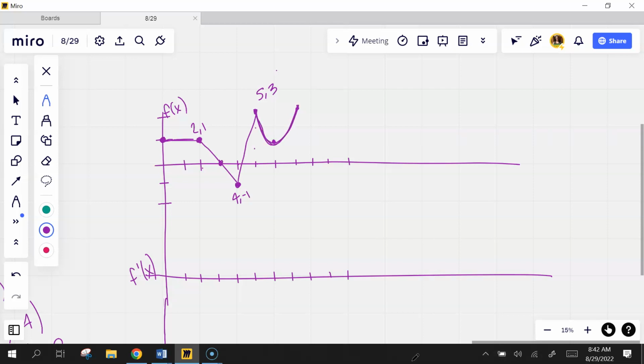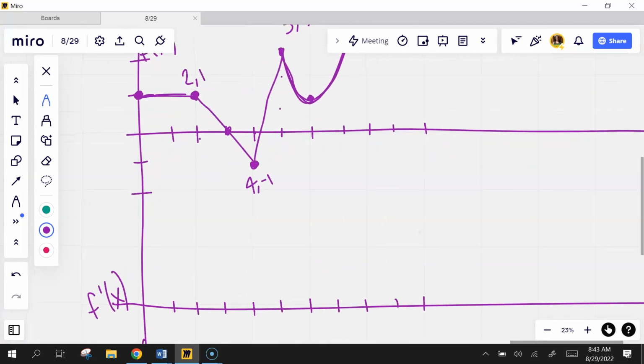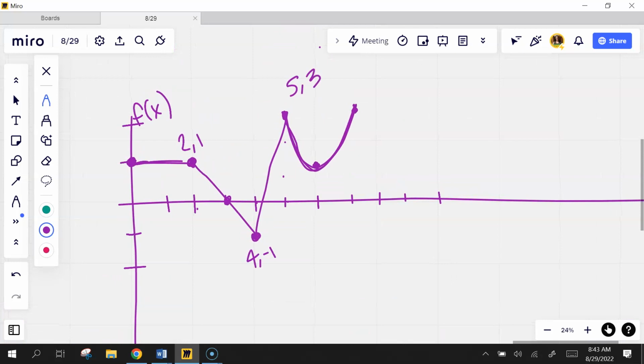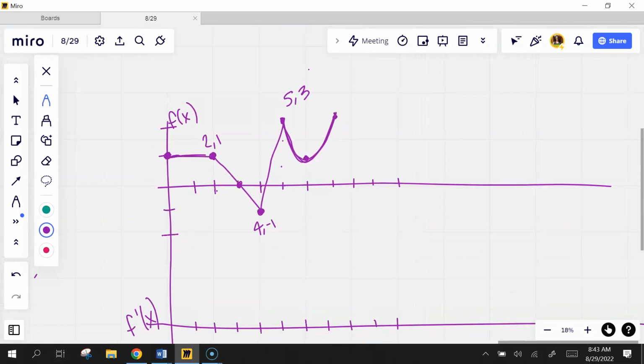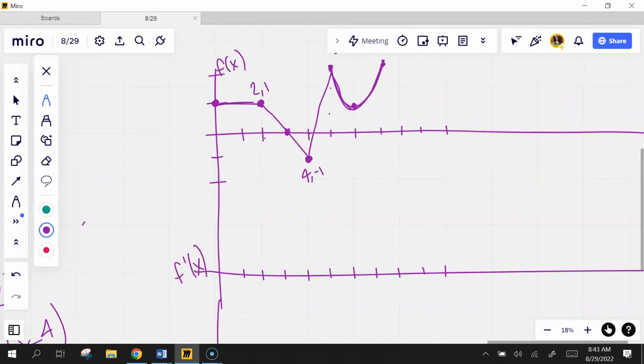This is a piece of a parabola. Okay. If I graph the derivative, remember what a derivative is. It's what? Slope. Slope of the tan line, right? So let's take these section by section, piece by piece, and let's look at what's going on.